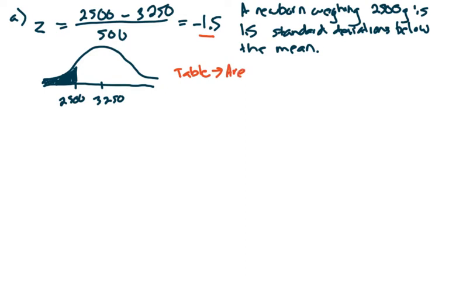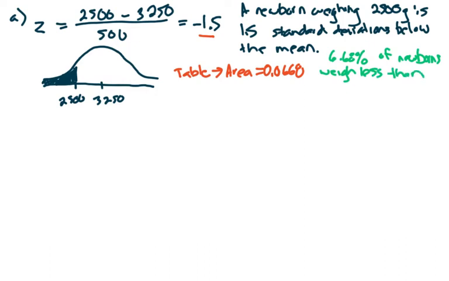So we get that, according to our table, our area is 0.0668, which means that 6.68% of newborns weigh less than 2,500 grams, because we're shading to the left. If I wanted to find out what percent weigh more, I would just do 100% minus that.